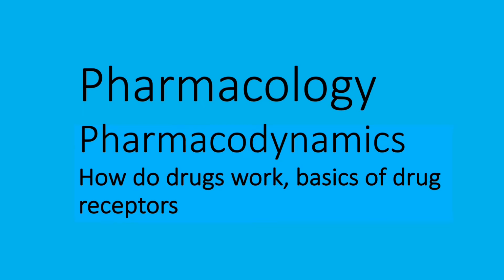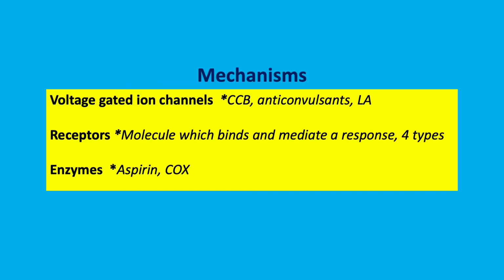How do drugs work? The basics of drug receptors. Broadly speaking, there are three ways drugs work: by modulation of voltage-gated ion channels, i.e. calcium channel blockers, anticonvulsants, local anesthetics; receptor modulation, and there are four different subtypes which we'll discuss; and enzymatic modulation, aspirin and COX inhibitors.